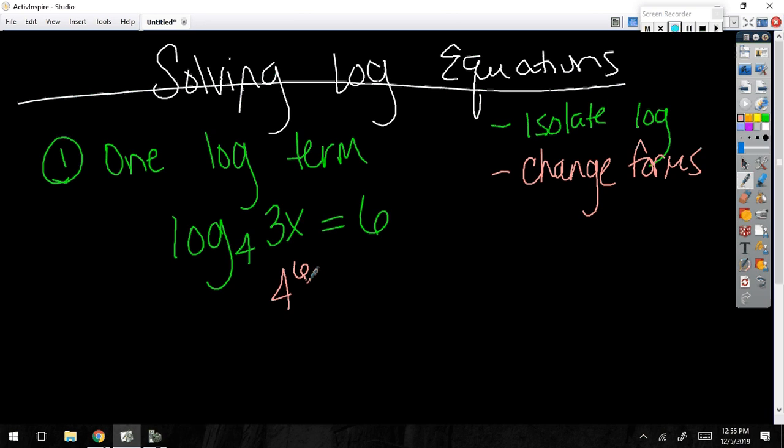Logs equal exponents. Look, if you have to write that beside each problem, b to the x equals a, log base b of a equals x, do it. Have it somewhere where you can look, because you have to be able to change forms or you won't be able to do any of these problems.